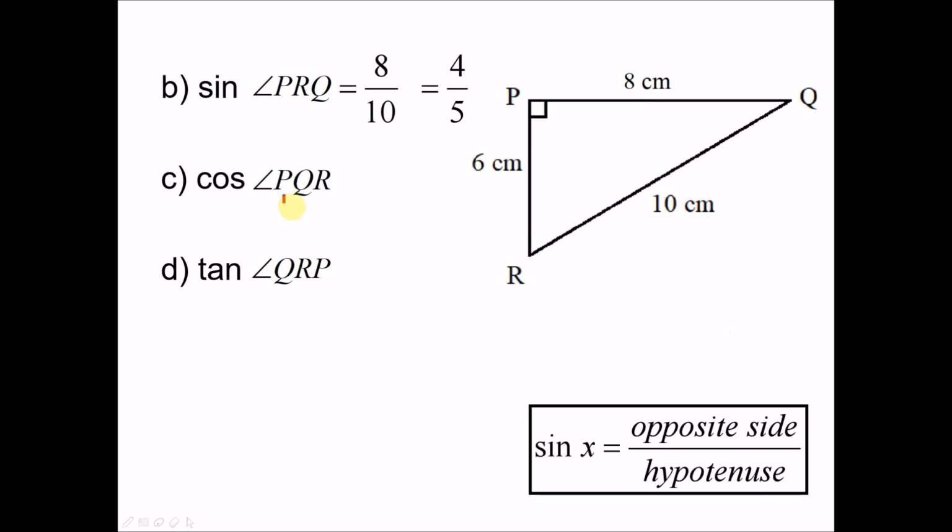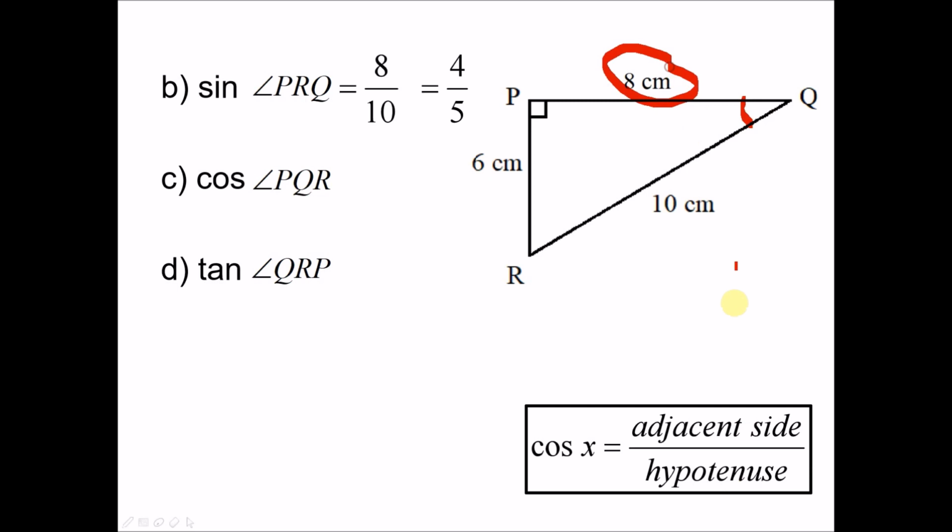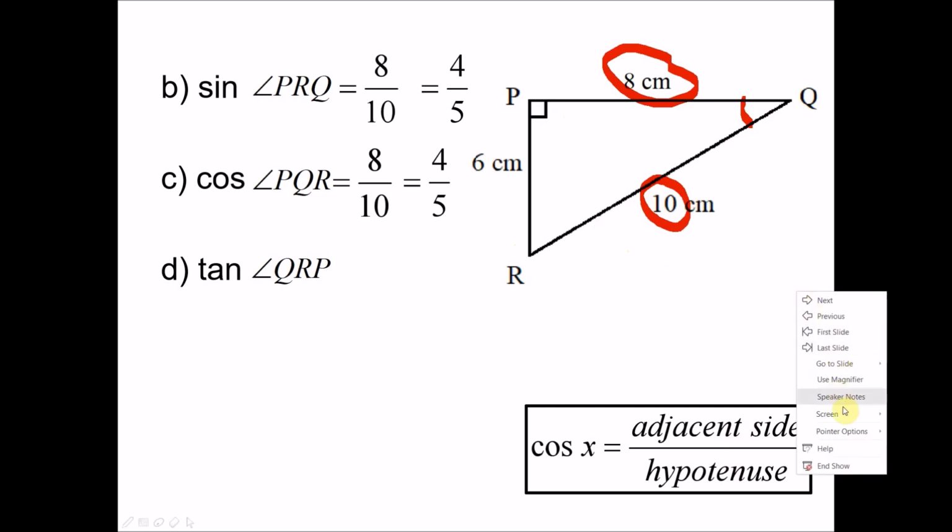And now for the next one, cosine PQR. Q is in the middle, so now the angle is here. To find the cosine, adjacent side over hypotenuse. The adjacent side of this angle is 8, and the hypotenuse is 10 because the hypotenuse is the side opposite the right angle. So it's 8 over 10, which can be simplified to 4 over 5.